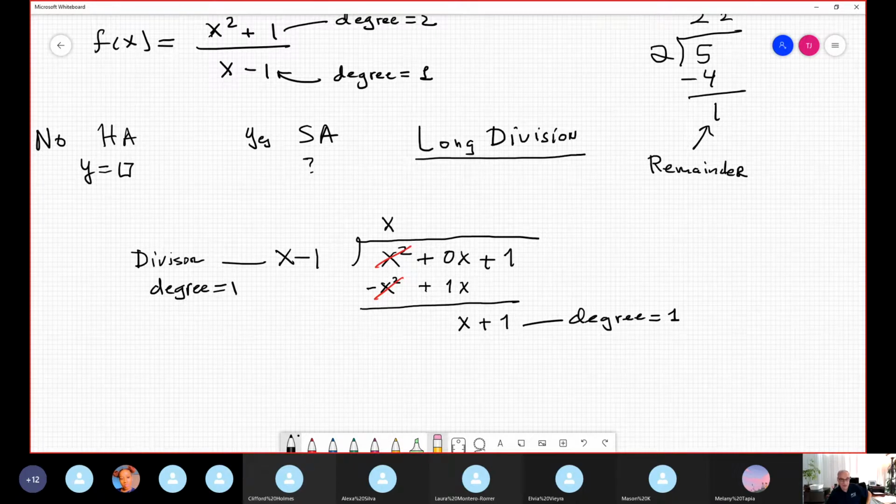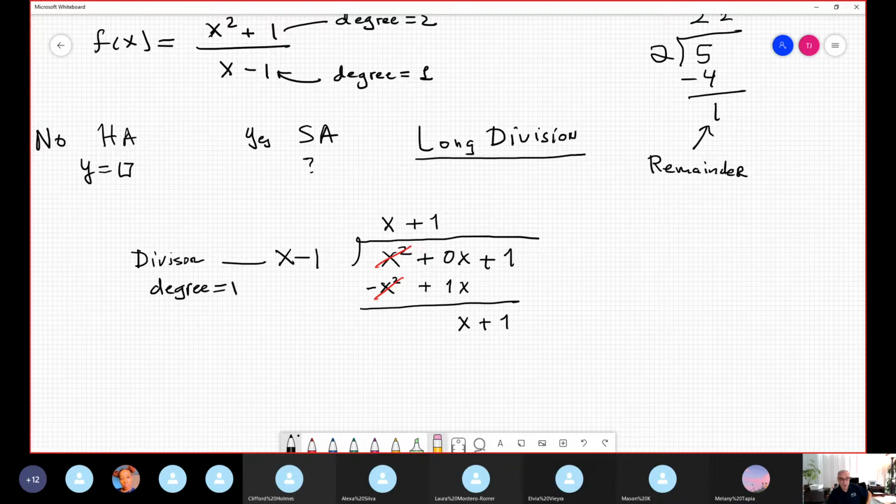So the degree of the divisor is 1. I stop when the degree of the remainder is 0. So no x, only a constant. So we continue the long division. So it's plus 1. The plus 1.